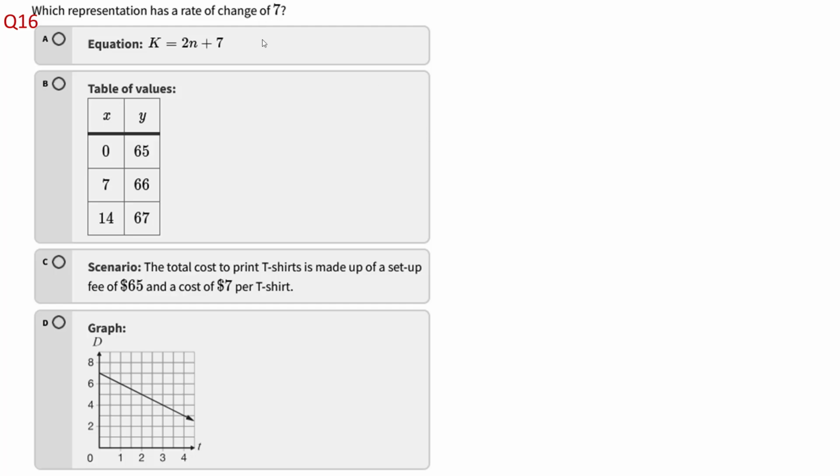In question number 16, we're asked which representation has a rate of change of 7, and we're given an equation, a table of values, a scenario, and a graph. So 4 different representations. I've mentioned this before, but the equation y equals mx plus b, or the slope-intercept form, is the topic here. When you have an equation in that form, it's a variable equals a number times another variable plus or minus something. So this is in y equals mx plus b form.